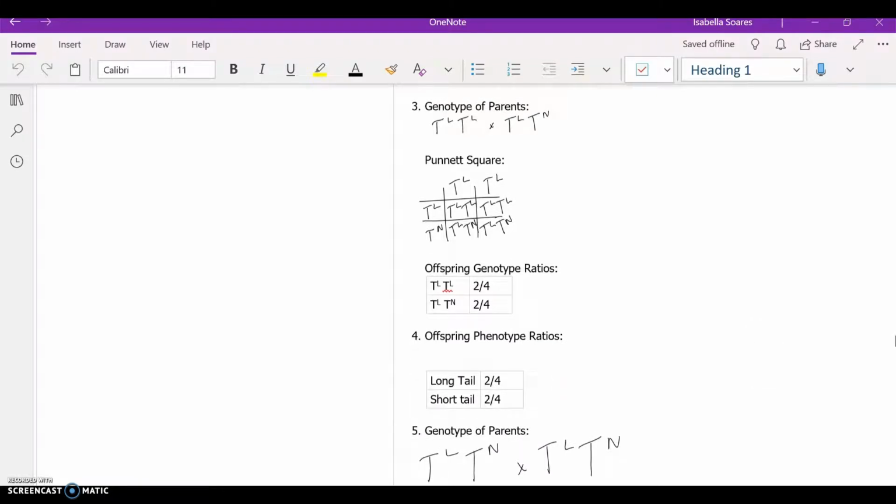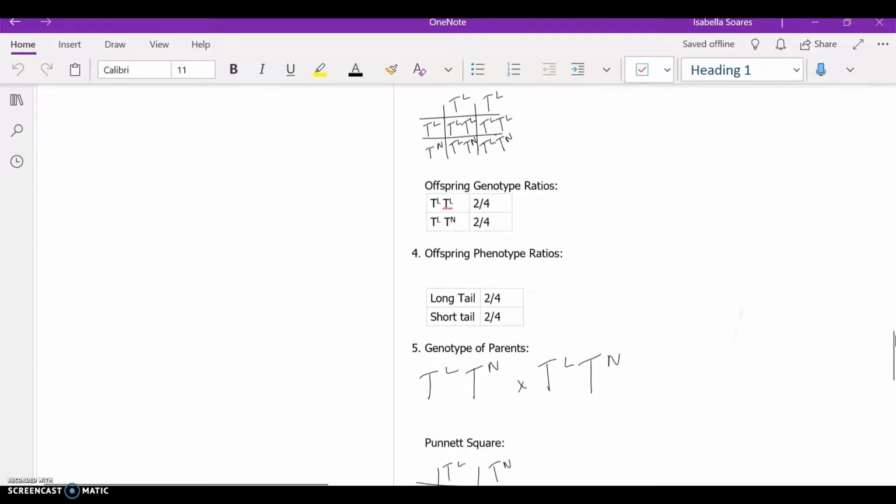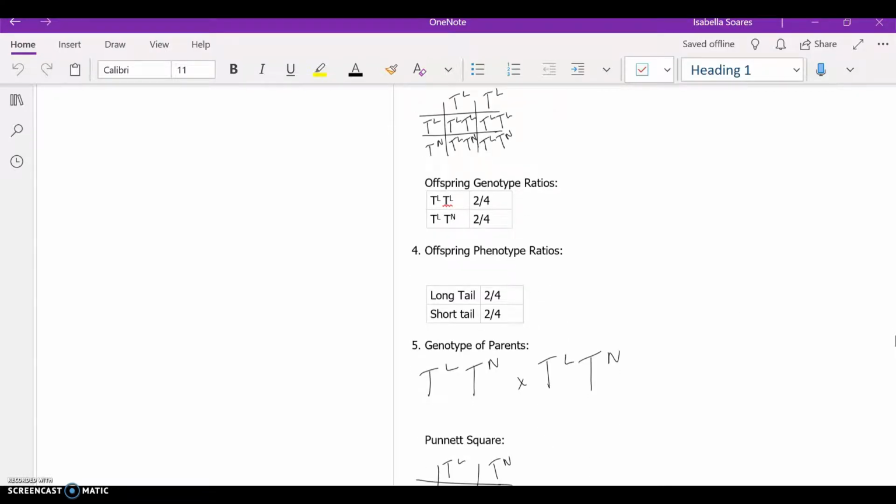The offspring genotype ratios resulted as capital T, capital L, capital T, capital L, 2 out of 4, so 50% had that genotype. And then capital T, capital L, capital T, capital N, again 2 out of 4, 50% of the offspring had that genotype. If we look at number 4, the offspring phenotype ratios were 50%, or 2 out of 4, long-tailed cats and 2 out of 4, 50%, short-tailed cats.